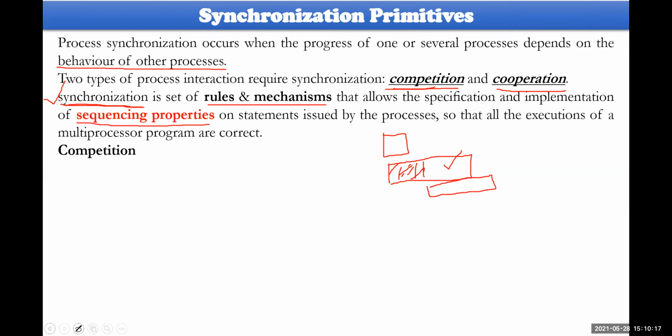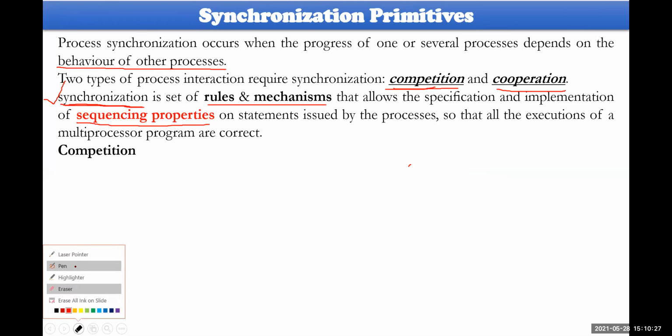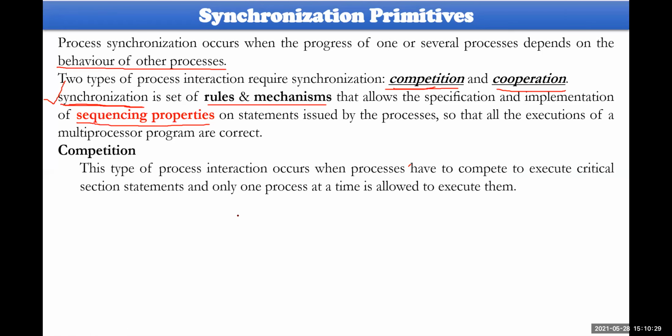Okay, then we'll go ahead and discuss competition. Let us discuss something about competition at this point. Competition means processes interact with each other to enter into the critical section, to execute at the same time.